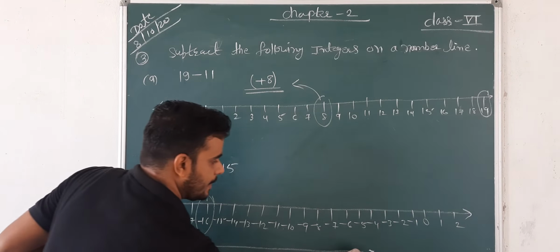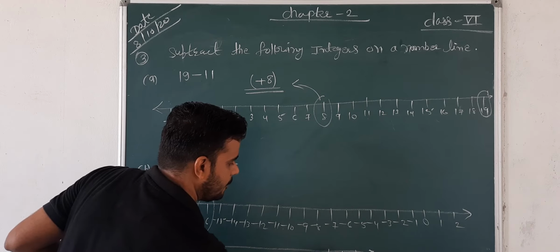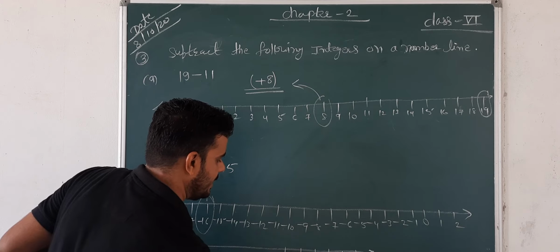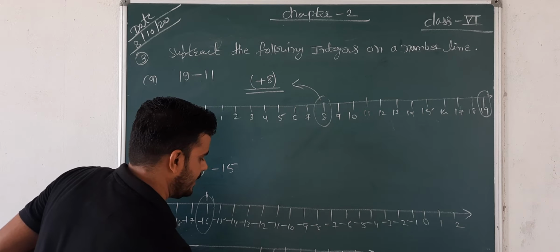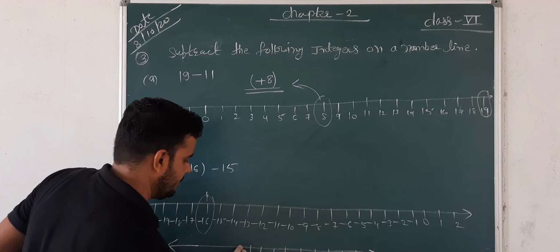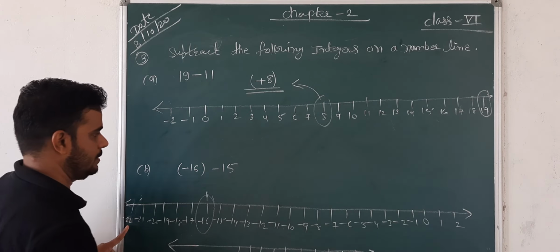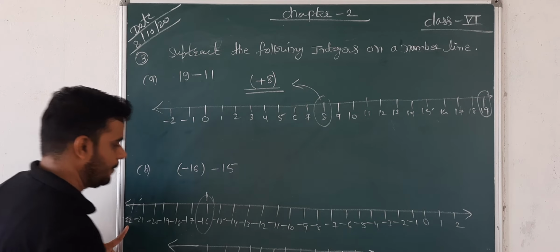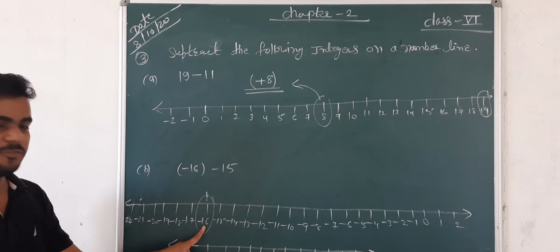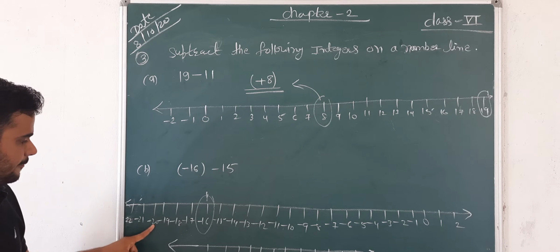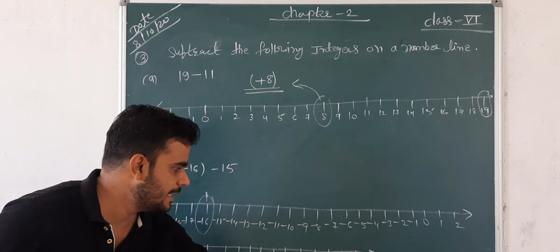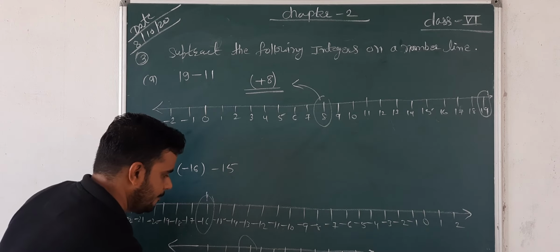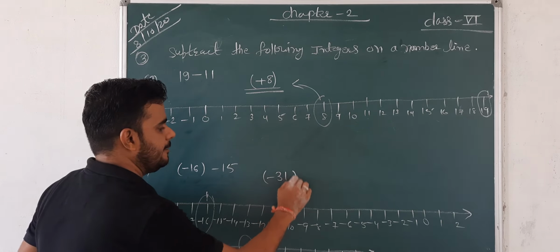Negative 22 is there, so negative 23, negative 24, negative 25, negative 26, negative 27, negative 28, negative 29, negative 30, negative 31, negative 32, negative 33, negative 34. Now just see count. Negative 16 is here, so we have to count 15. 1, 2, 3, 4, 5, 6, 7, 8, 9, 10, 11, 12, 13, 14 and 15. So your answer is negative 31.